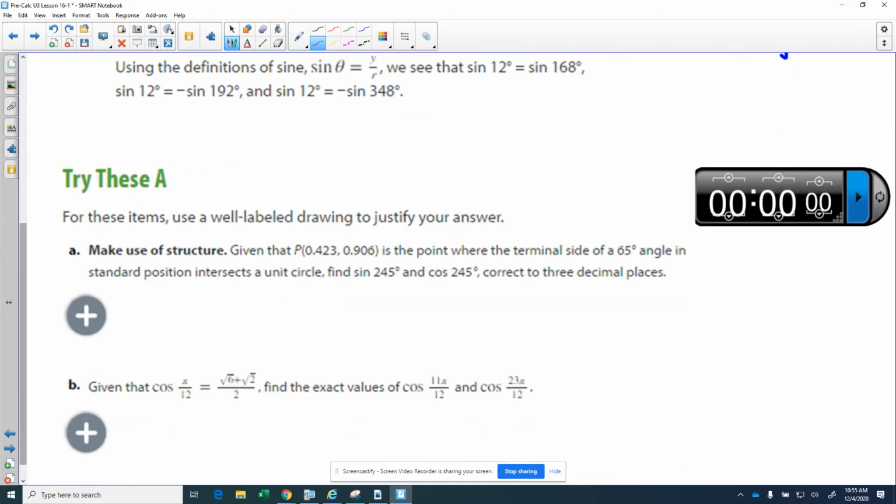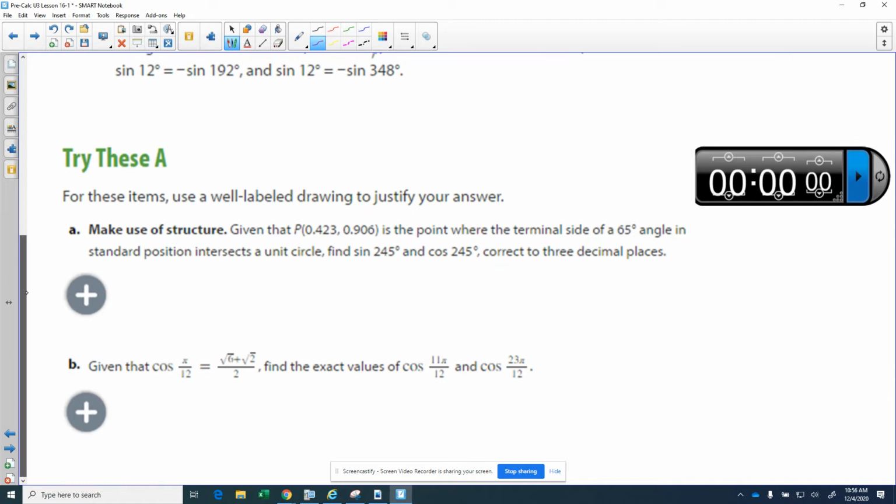So once again, let's try to look at one that might kind of describe to us how to find these out. Okay. So here's kind of the reference idea behind it. First and foremost, they basically tell us these particular values, right? Where let's go look at letter B. Given that cosine of pi over 12 equals square root of 6 plus square root of 2 over 2, find the exact values of cosine of 11 pi over 12 and 23 pi over 12.